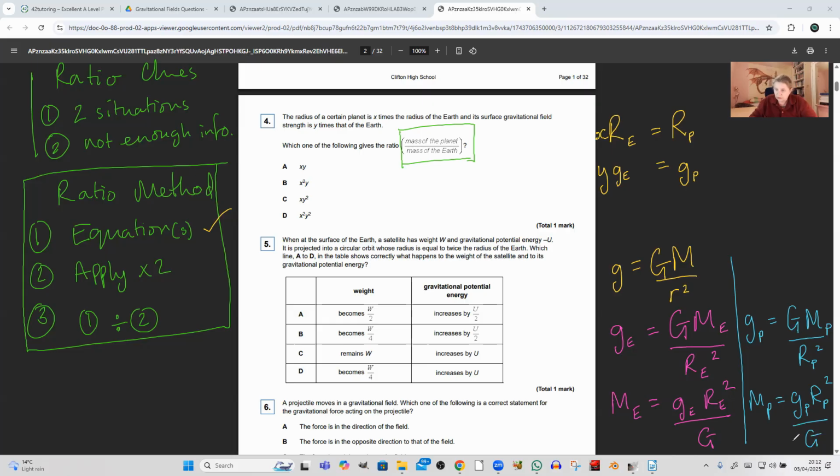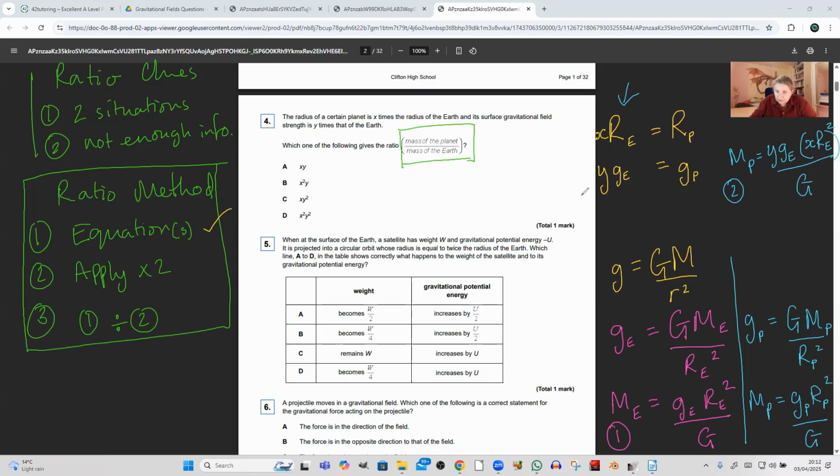And now I'm going to do something extra to this one, because I want to get rid of the g_P and R_P, and I'm going to put in these values instead. Okay, so I've run out of room at the bottom, so I'm going to put mass for the planet is equal to, now g_P is y times g_E, R_P is x times R_E, and I've got to square it, and I'm going to divide it by big G. Okay, so those are my 2 equations. So this is equation 2, and this is equation 1.